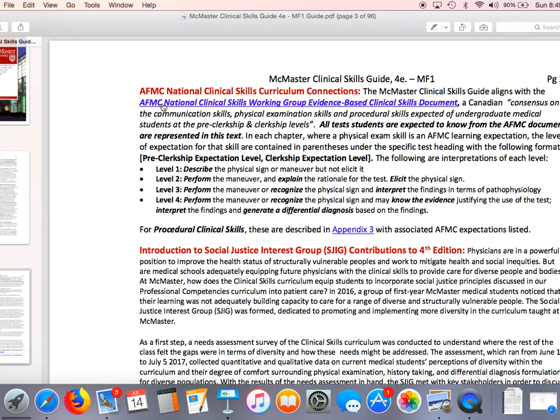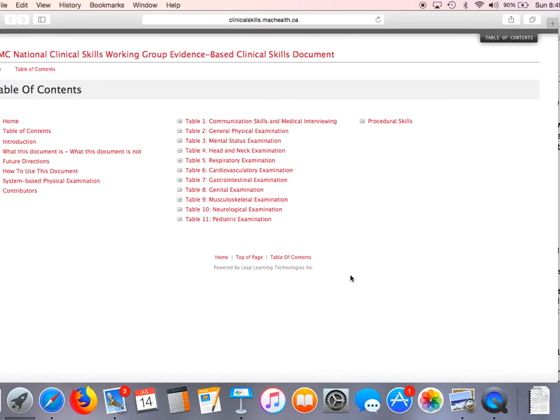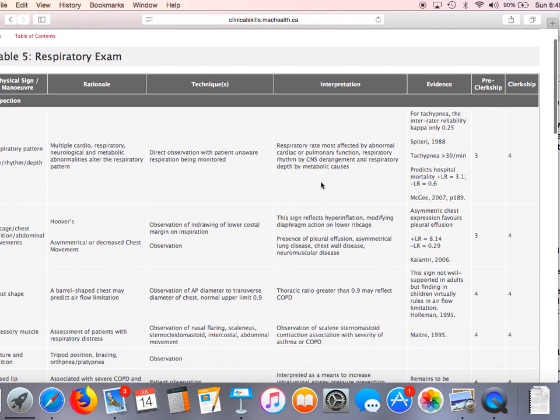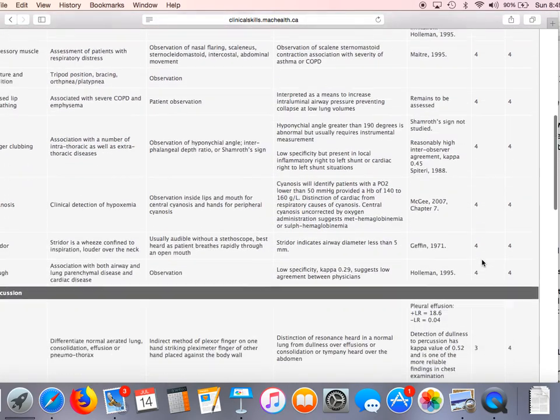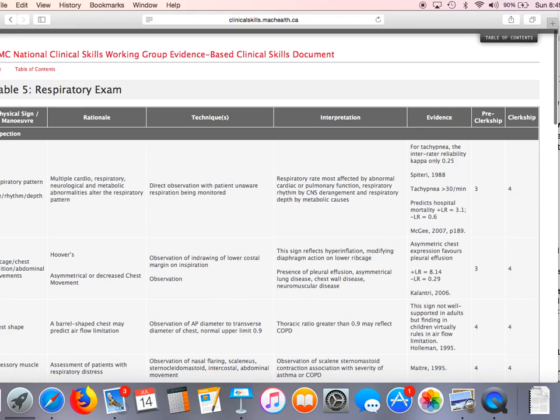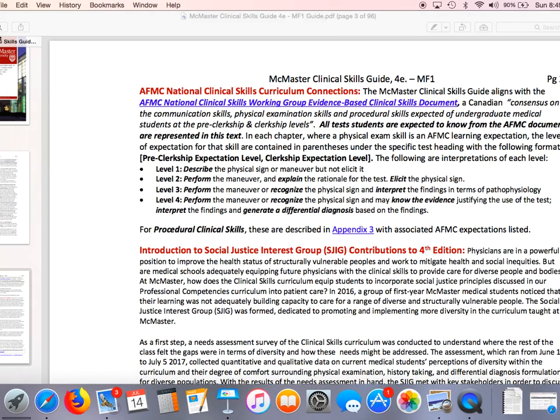So it'll hit a hyperlink and show you this. This is something you can refer to if you're ever curious. If you go to the respiratory exam, for example, you can see certain specifics, the rationale, the techniques, some of the evidence behind them, but also the different levels for a pre-clerk and for a clerk. And there are legends to explain what a 4, a 3 and a 2 is. So if you ever want to review that, it's there for your review.